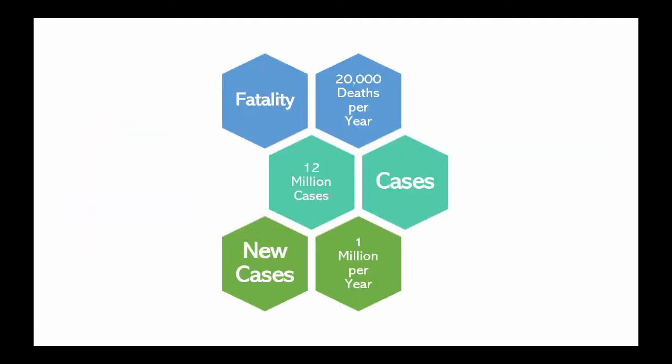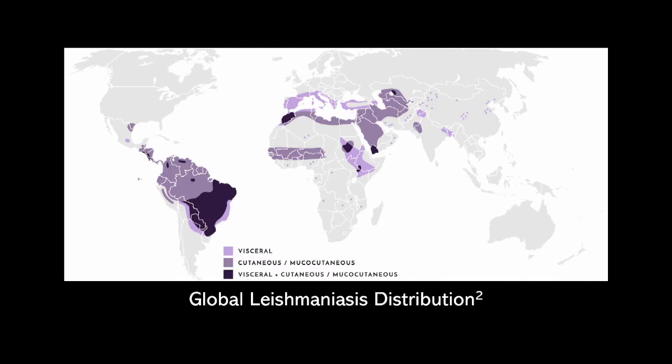This can often be fatal, with over 20,000 deaths being observed each year, over 12 million cases, and over 1 million new cases each year. So the rates of leishmaniasis are growing. Right here you can see the leishmaniasis global distribution, and you'll notice that it primarily affects the subtropics where sandflies are prevalent. Also, leishmaniasis predominantly affects third world countries.